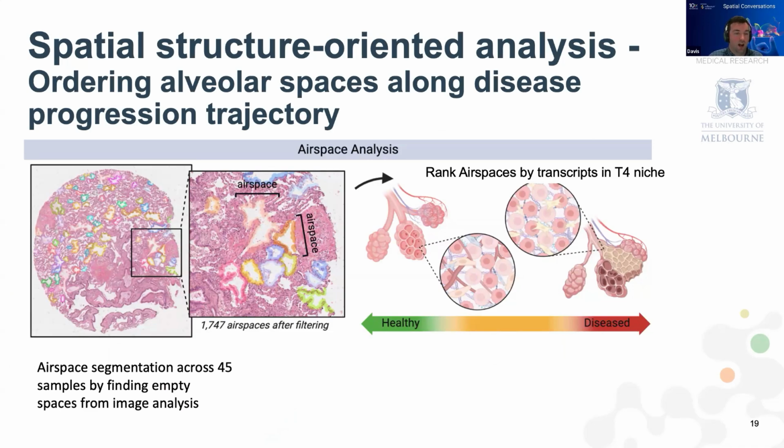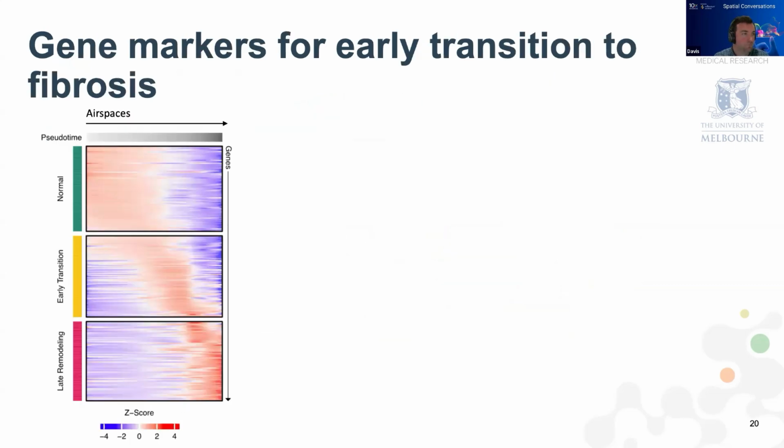So again, now instead of having a ranking from healthy to diseased at the sample level, we can have a ranking of healthy to disease at the individual airspace level. And then we can take a deeper look at what's going on with gene expression across that pseudo time of disease at the airspace level. And so what we find are basically three major classes of genes that change in their expression from quote unquote healthy to severely fibrotic or end stage disease.